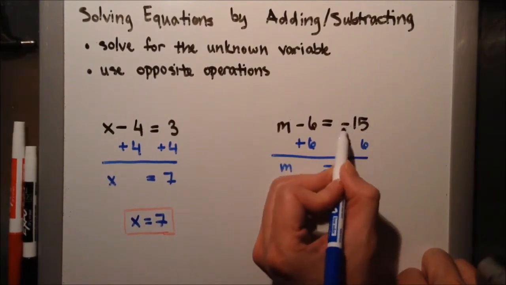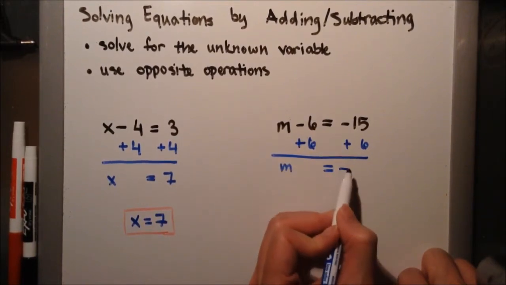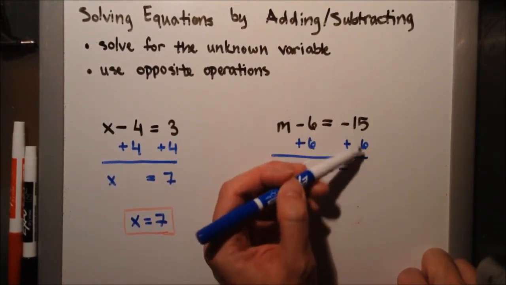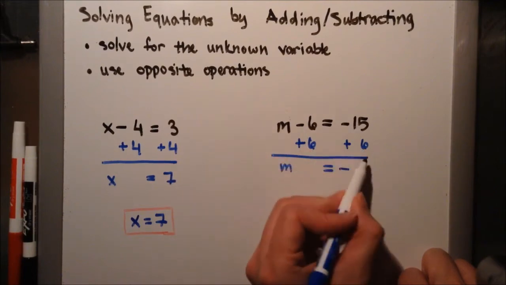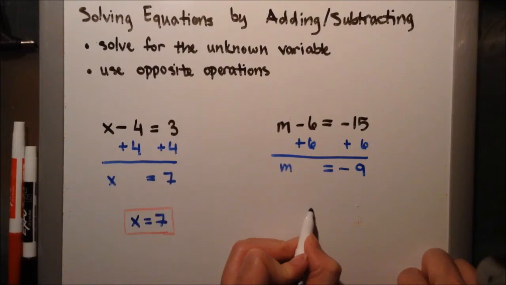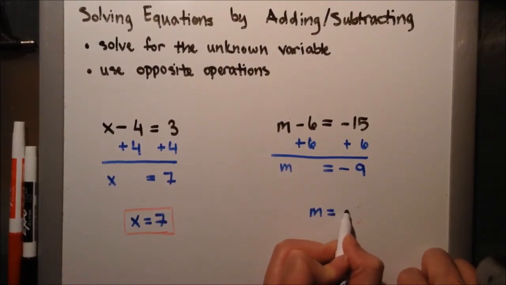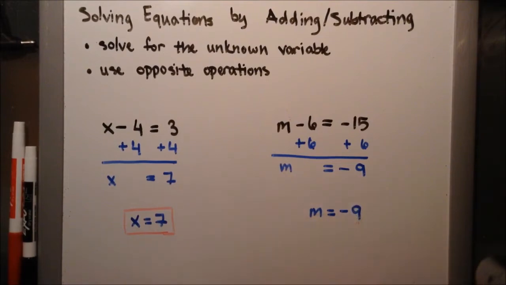Since the bigger number is negative, the answer is going to be negative, especially when the signs are opposite. And then I just basically subtract the numbers. So 15 minus 6 is 9. So since m is by itself, the final answer is m equals negative 9.